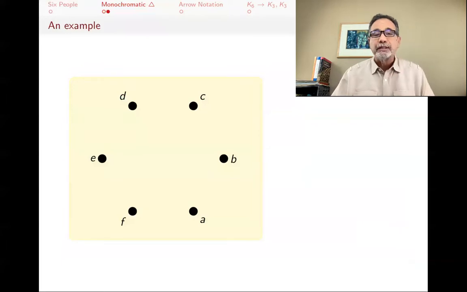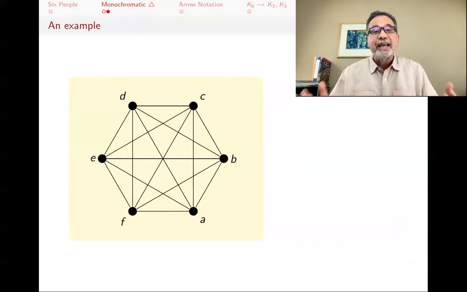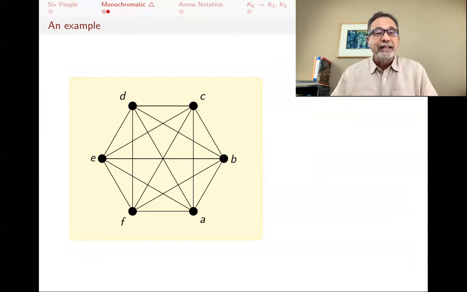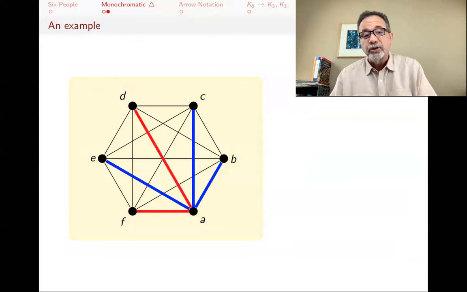So here's maybe my 6 people, A, B, C, D, E, F. And here's K6. Here's all the possible edges between them. Each one of these is going to be either friendship or not. And maybe A is friends with 3 people, and so I put blue edges. And then the other 2 edges are going to be red because A doesn't know D and F.